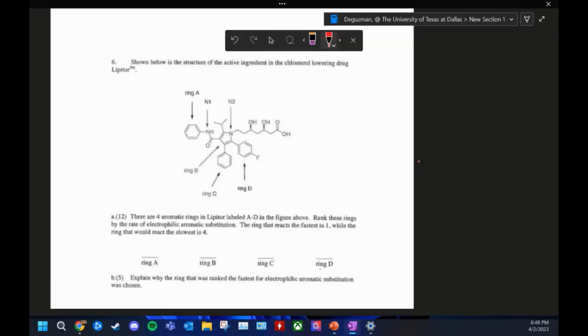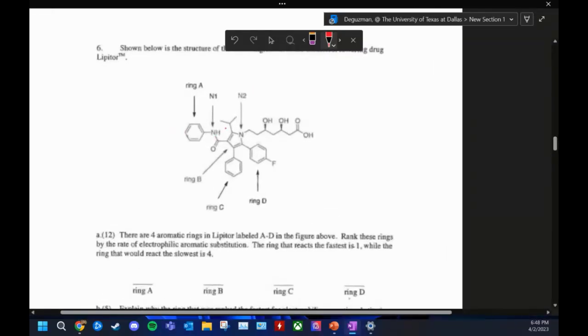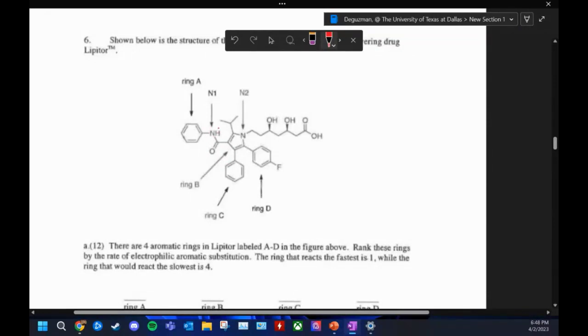Okay. So let's look at all these rings. We're asking you to rank these rings by electrophilic aromatic substitution. So remember, for electrophilic aromatic substitution, we want activators, right? Activators will help it go through electrophilic substitution. So let's look at ring A, right? So we have an amide. Now, is this electron withdrawing or donating? Donating? Yeah, donating. So that's good. So that's donating. Just write it down.